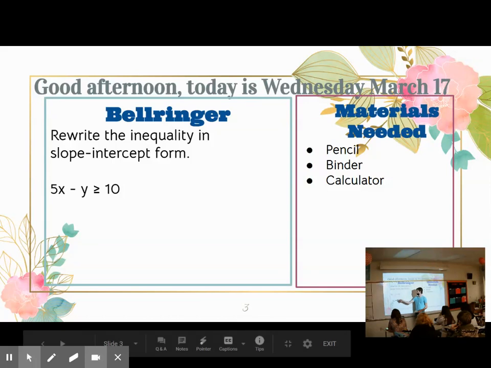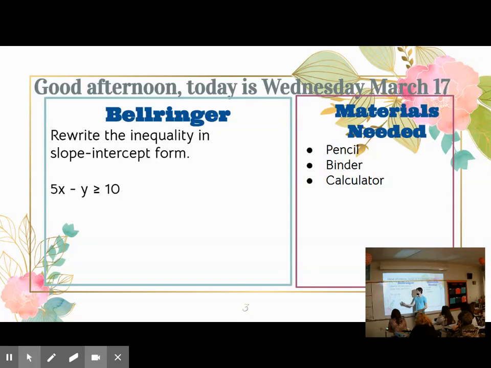I just move y from these both sides, change it around, and then that changes the sign, so it's positive y, and then I just put the rest of the equation. Okay, will you say it out loud, because those on the Meet can't see what's on the board. Y is greater than or equal to 5 minus 10.